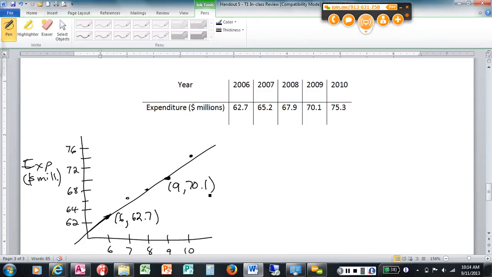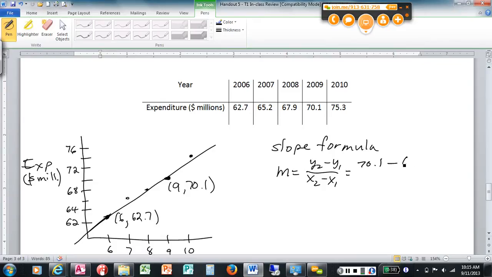So what's the equation of that line going to be? Well, first of all, I need to figure out the slope. This is one of the other reasons I might have to use a slope formula. So here's another formula for you to remember. You will need this one. Quadratic formula you may not need, but this one you will need. Slope equals y2 minus y1 over x2 minus x1. Second y minus first y over second x minus first x. So my second y is 70.1 minus the first y, 62.7, divided by second x minus first x.